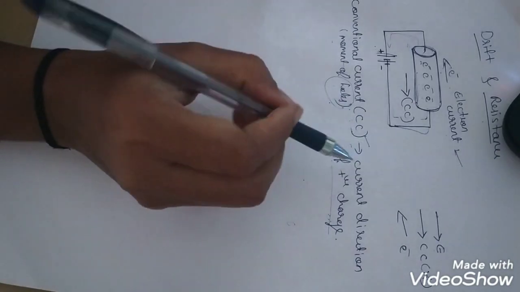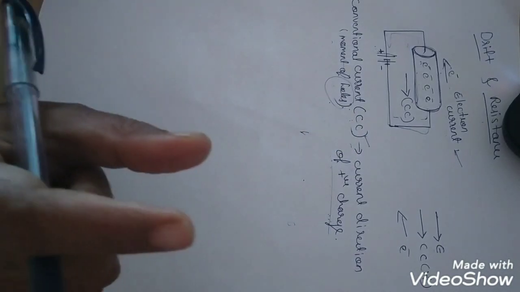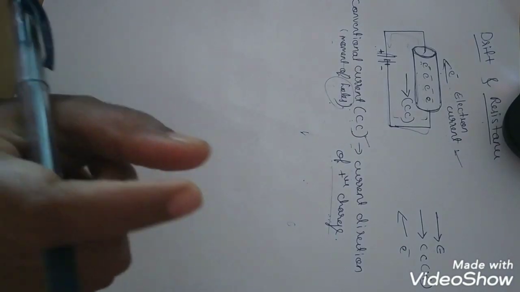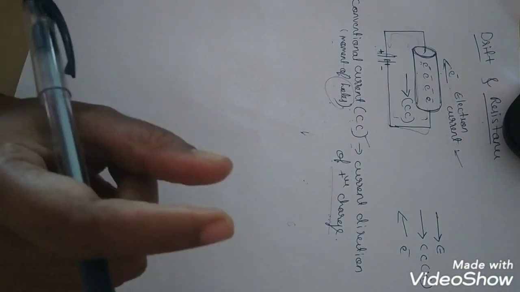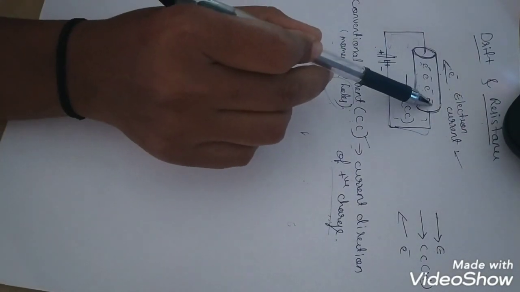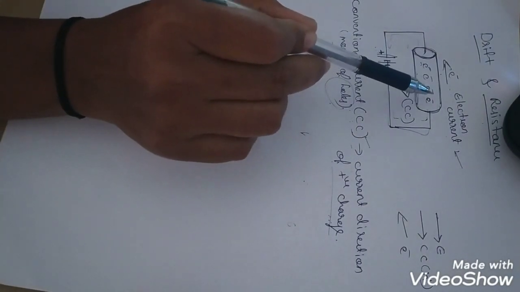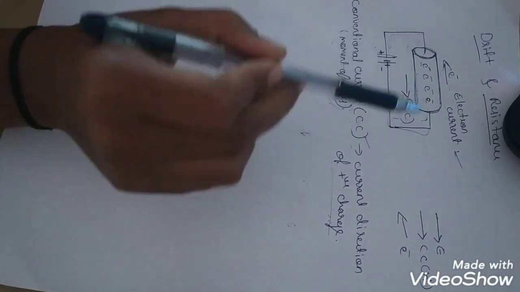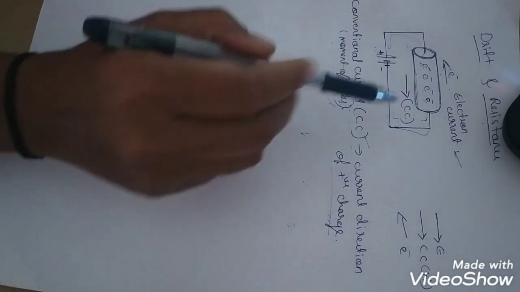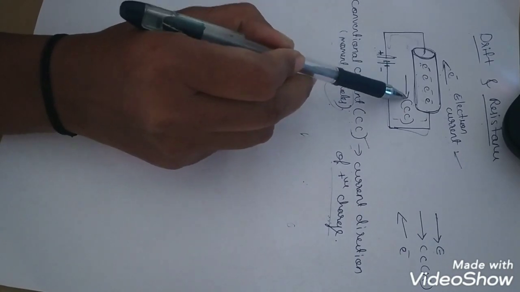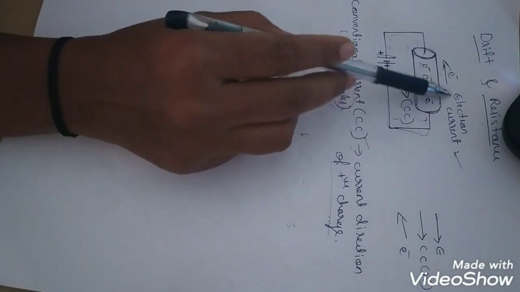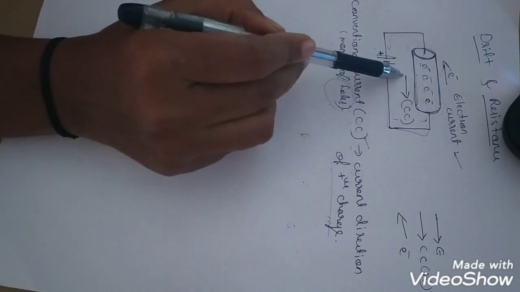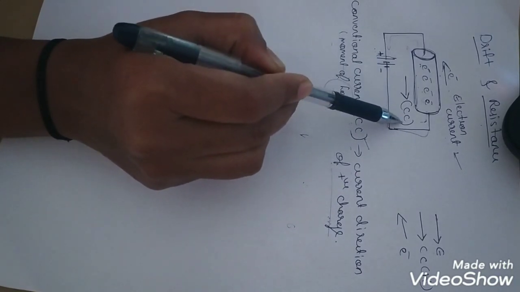In the conventional current, we know there is no such particle called a hole. The absence of the electron is nothing but a hole. If an electron is not available at a particular place, that is nothing but a hole, and that is positively charged. So that direction will be exactly opposite to the movement of the electron. This is the conventional current.